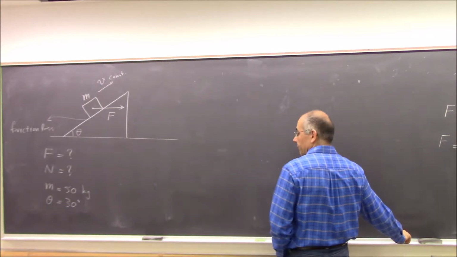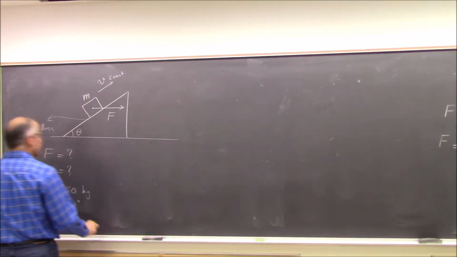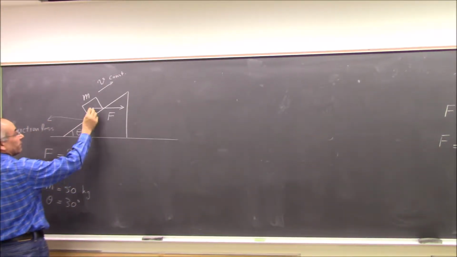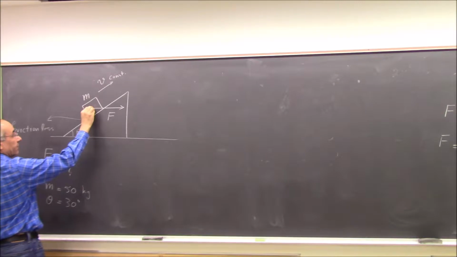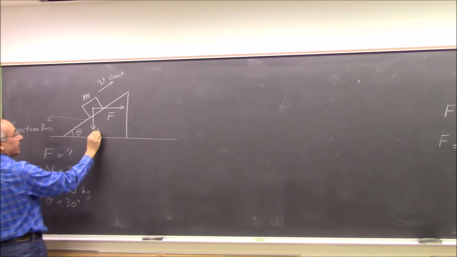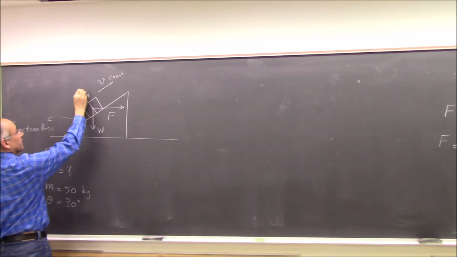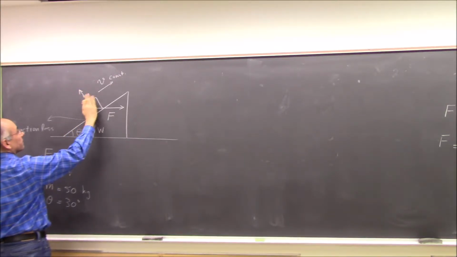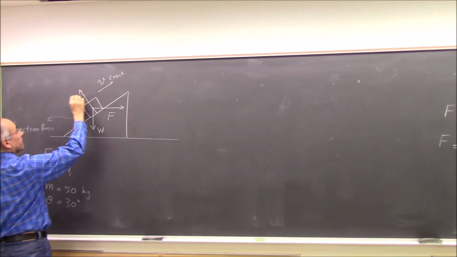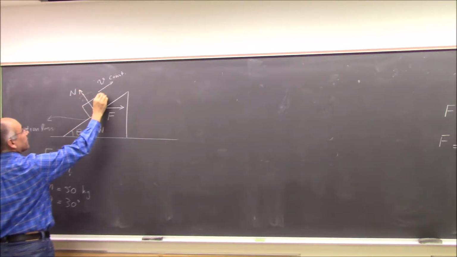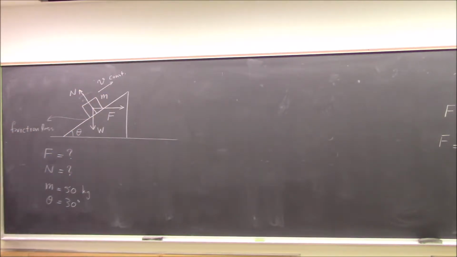In order to do that, we consider all the forces acting on the object. One is F, another is the weight W, and the other one is the normal force acting this way, on the mass m. All right, these are the forces. But then we draw a free body diagram.